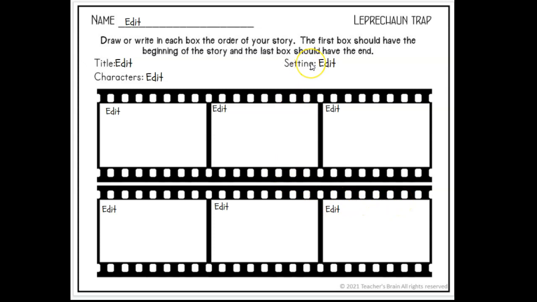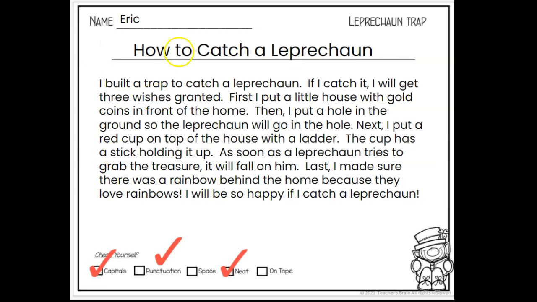Think of the setting. Where did the story take place? Who are the characters in your story? What is the title? Here is an example. The title I have is How to Catch a Leprechaun. I built a trap to catch a leprechaun. If I catch it, I will get 3 wishes granted.